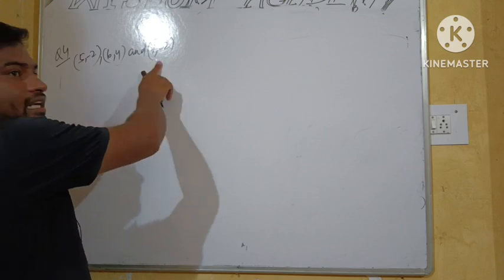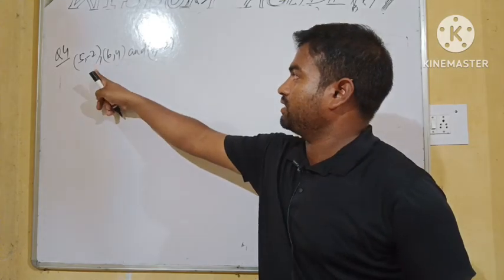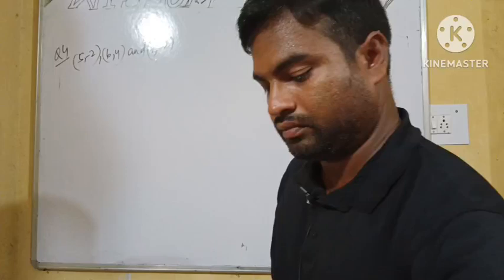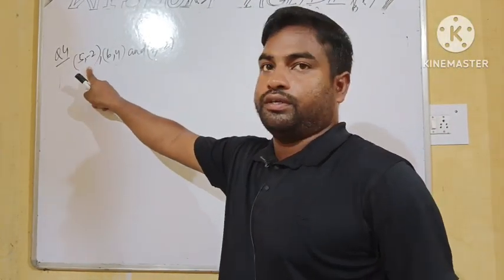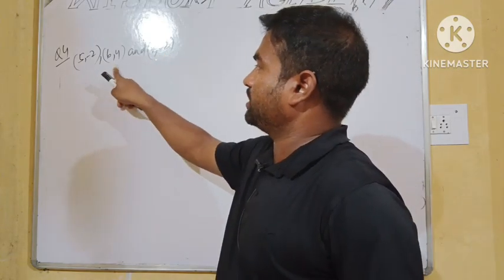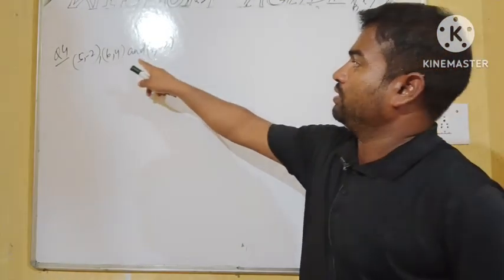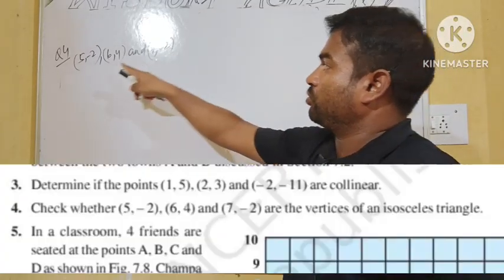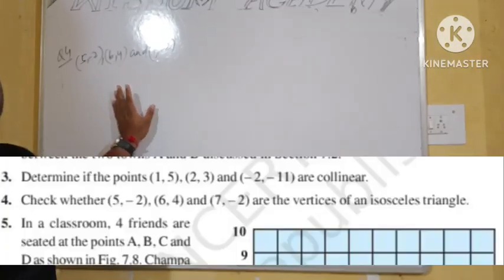There are 3 points given, and we have to check whether these 3 points are the vertices of an isosceles triangle. Suppose (5, -2) is a point, (6, 4) is a point, and (7, -2) is a point, which are the 3 vertices of a triangle. So we need to show that these 3 points form an isosceles triangle.